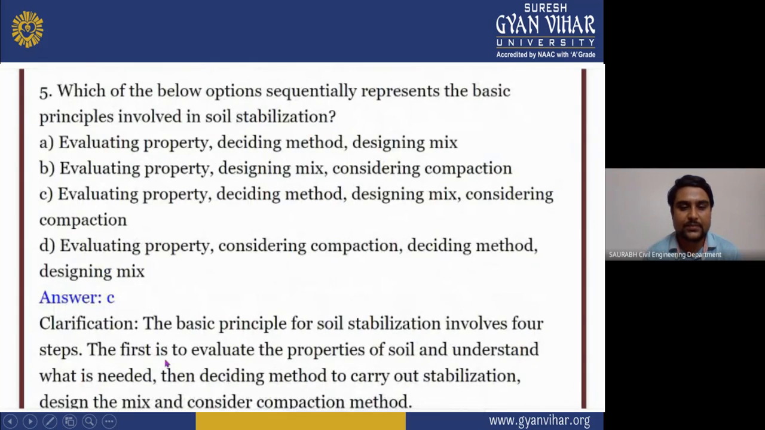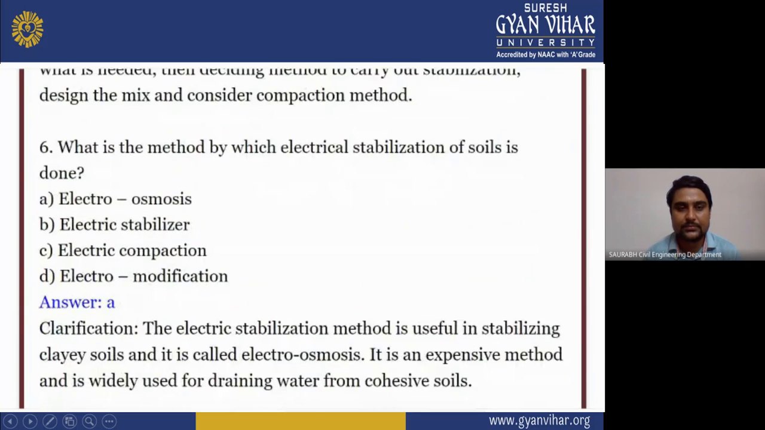Next question is number 5. As you can see, which of the below options subsequently represents the basic principle involved in soil stabilization? As you can see, there are many options, and here the right answer will be C: evaluating property, deciding method, designing mix, and considering compaction. This is your right answer. Come to question number 6.